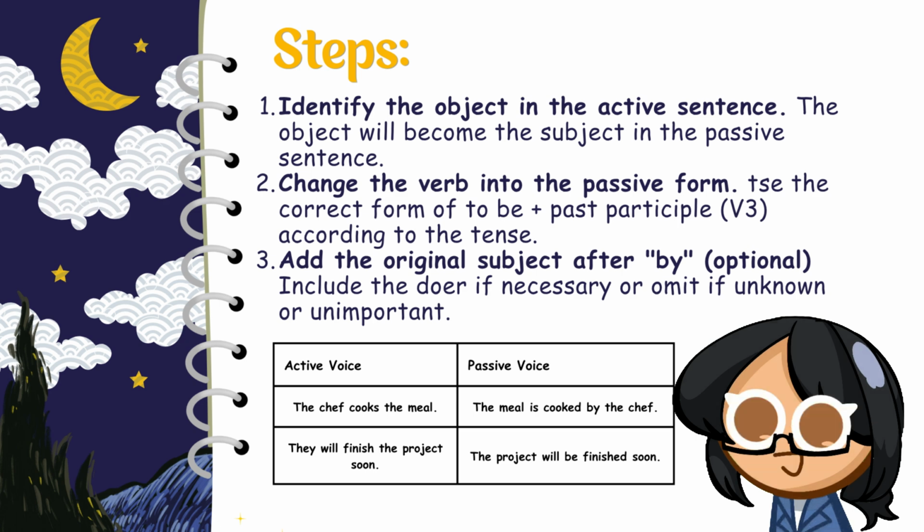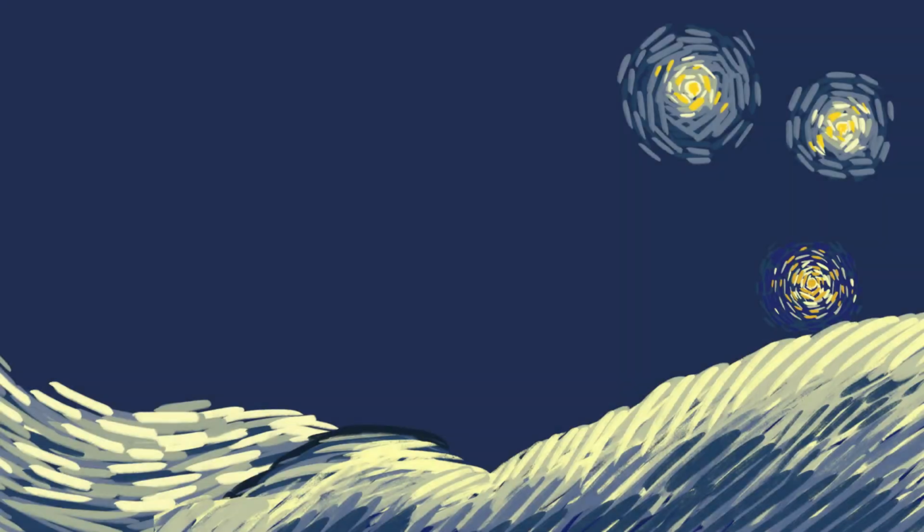Let's look at another example. In active voice, they will finish the project soon. In the passive voice, the project will be finished soon. Here, we identify the project as the object. Change the verb "will finish" to "will be finished." And the doer is not mentioned because it's not important in this case.